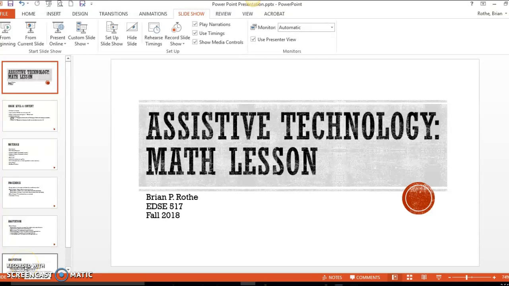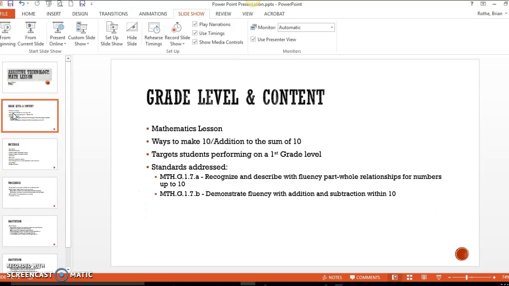So this is about using assistive technology devices and strategies for a math lesson. This is a mathematics lesson about ways to make 10, or addition to the sum of 10. It targets students performing on a first grade level, and a couple of the first grade standards that it addresses are recognize and describe with fluency part-whole relationships for numbers up to 10, and demonstrate fluency with addition and subtraction within 10.